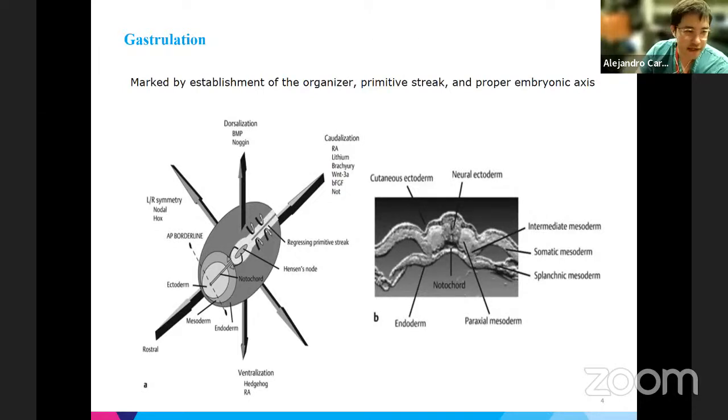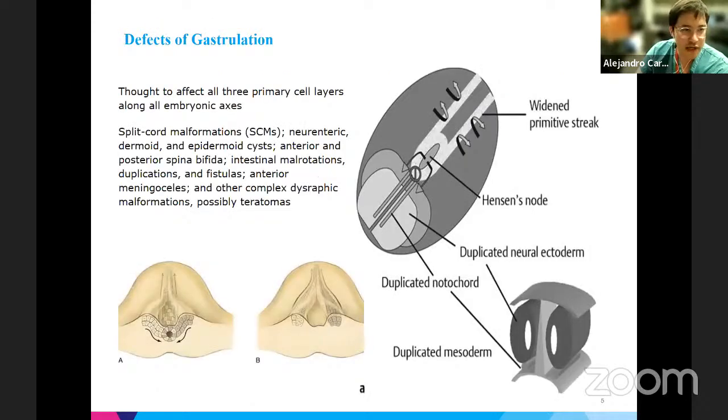Basically, these first slides show that there are a number of genes associated with this initial development, which we'll circle back to, and we'll talk about some of the associated disorders related to those genes.